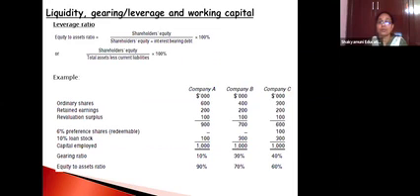Why? Because with gearing ratio there is a compulsory obligation for repayment of interest, right? So we should have sufficient profits to discharge that interest. That is the reason why we have to compare PBIT, profit before interest and tax. That means how much profit is being earned by the company, and is it available for payment of interest or not. That we have to analyze.